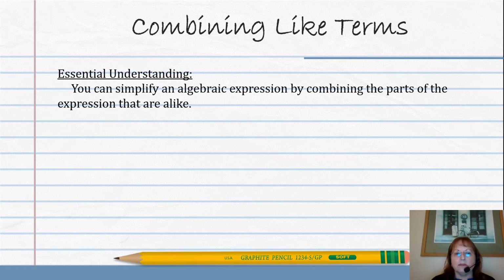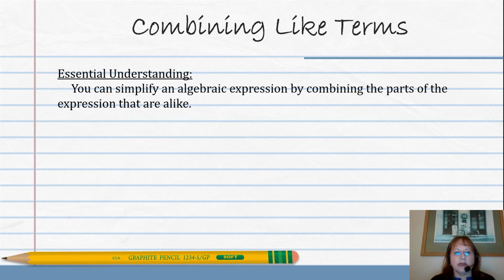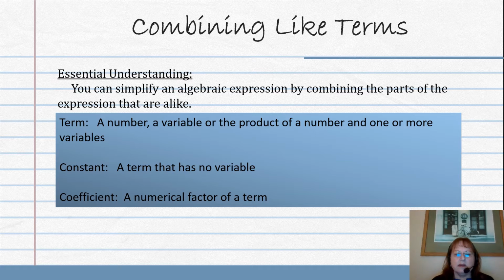We're going to look at some vocabulary that we've seen in the past. The words that we're going to look at are term, constant, and coefficient. If you remember correctly, a term is a number, variable, or the product of a number and one or more variables. A constant is a term with no variable, basically a number. A coefficient is a numerical factor of a term. And you will remember that in 3x, 3 is the coefficient, the term is 3x, and the variable is x.